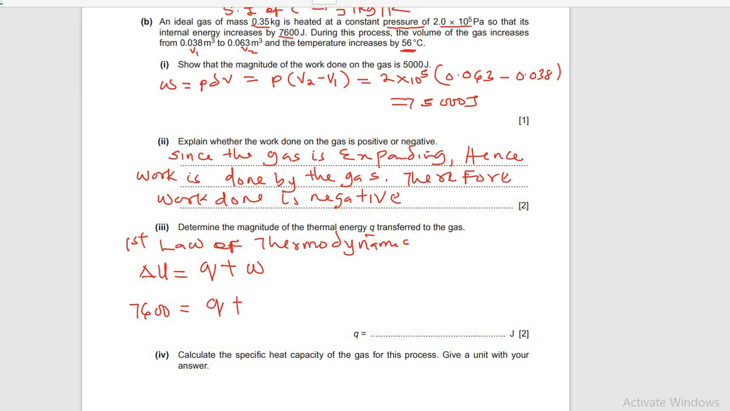We are looking for heat supply. The work done given is 5,000 joule. Remember, work done by the gas is negative. So hence, Q is 7,600 plus 5,000, which is 12,600. That's heat transfer to the gas. Heat supply to the gas, heat transfer to the gas, positive.